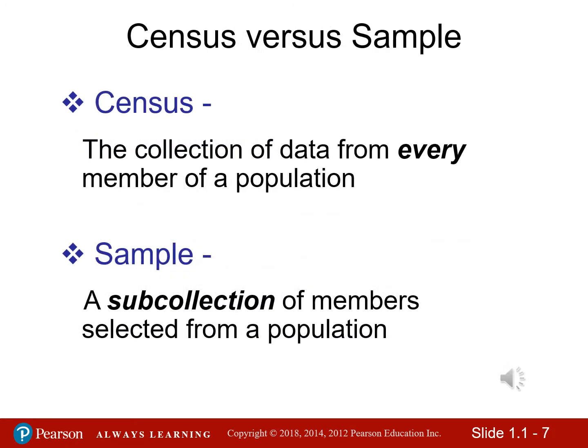Census is the collection of data from every member of a population, and a sample is a subset or a subcollection of members selected from a population. It is often difficult or impossible to collect data on every member of a population, and so we can use a sample of the population to make an educated guess or an inference about that larger population.